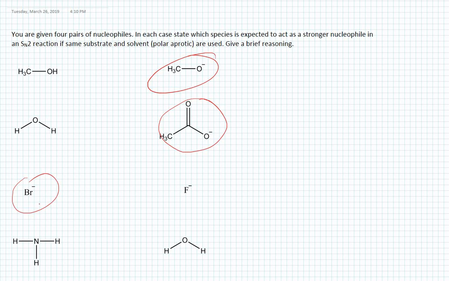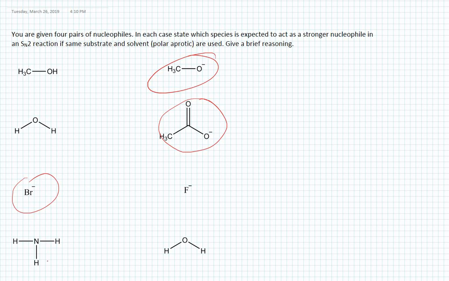The reason is bromine has a larger atomic radius, and the last shell electrons are way away from the nucleus. So these electrons in the last shell will be able to easily donate to the substrate. So bromide anion will be able to donate its last shell electrons easier than fluoride anion, because in fluoride anion the last shell electrons are very close to the nucleus. Okay, let's move to the last option.